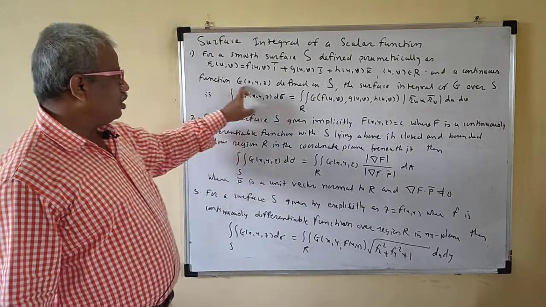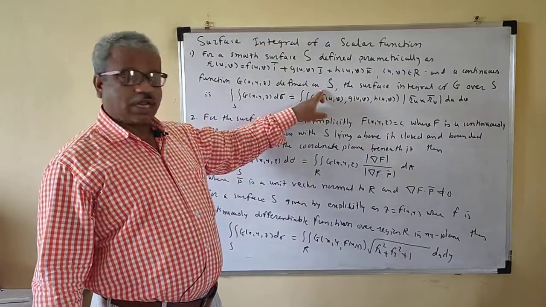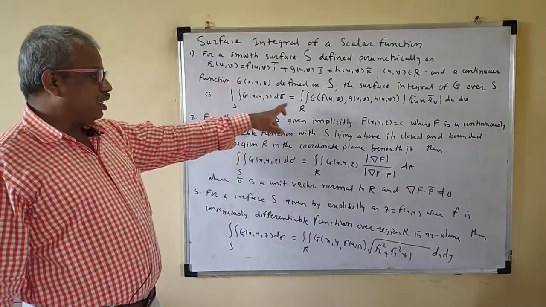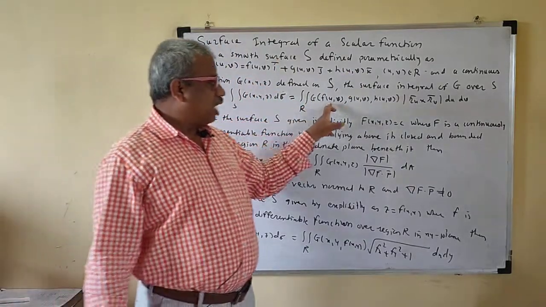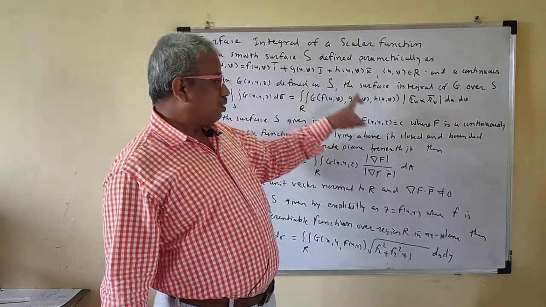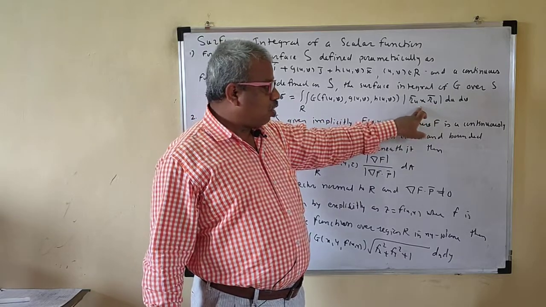So the function g of x, y, z is defined on S, that is, on the surface. Then the surface integral of g over S is nothing but a double integral as usual. So you have to replace this x, y, z with the parameterization.